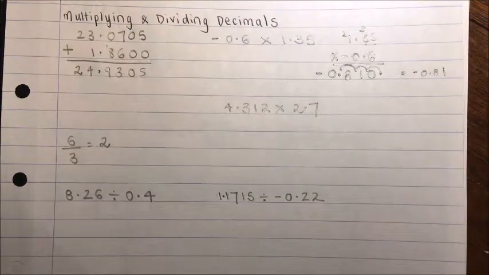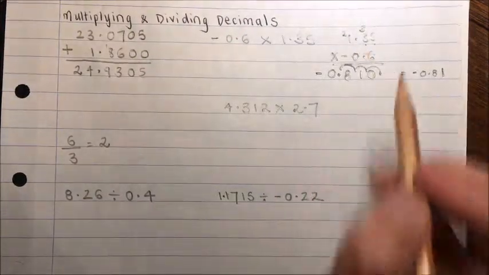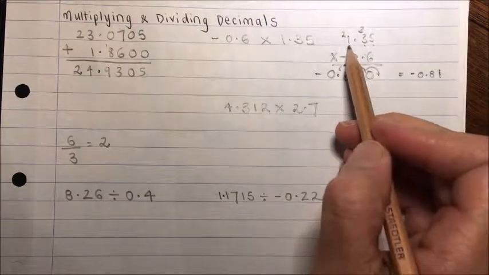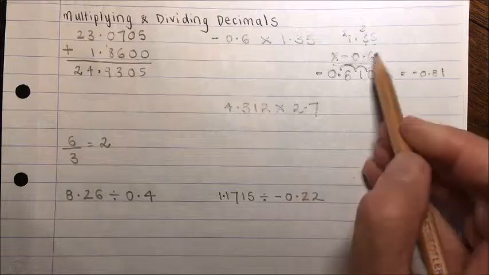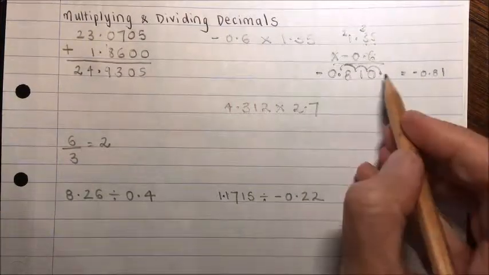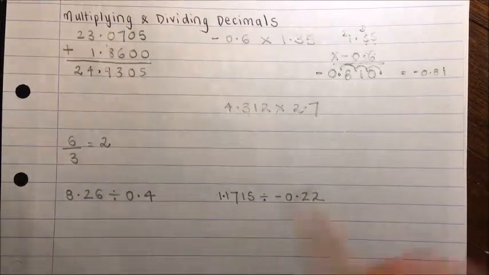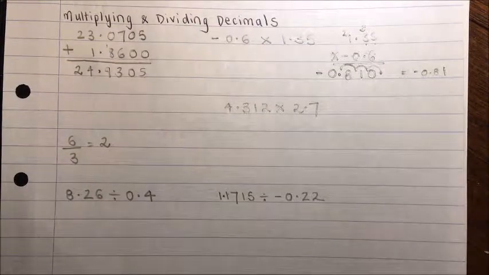0.81. So if you think about it, we just did it as though they were just whole numbers. We multiplied it like it was 6 times 135. Then we counted the decimal places at the end and moved that many to the left. To the left because we're dividing.